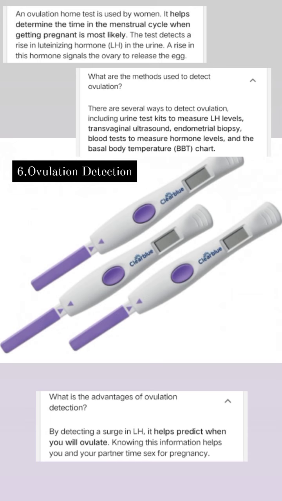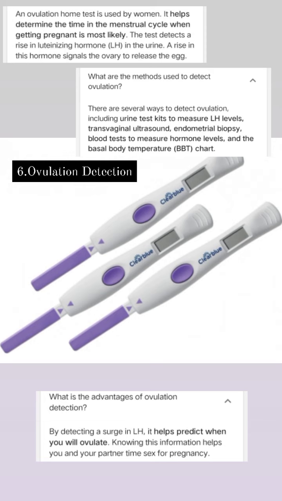An ovulation home test is used by women. It helps determine the time in the menstrual cycle when getting pregnant is most likely. The test detects a rise in luteinizing hormone in the urine. A rise in this hormone signals the ovary to release the egg.